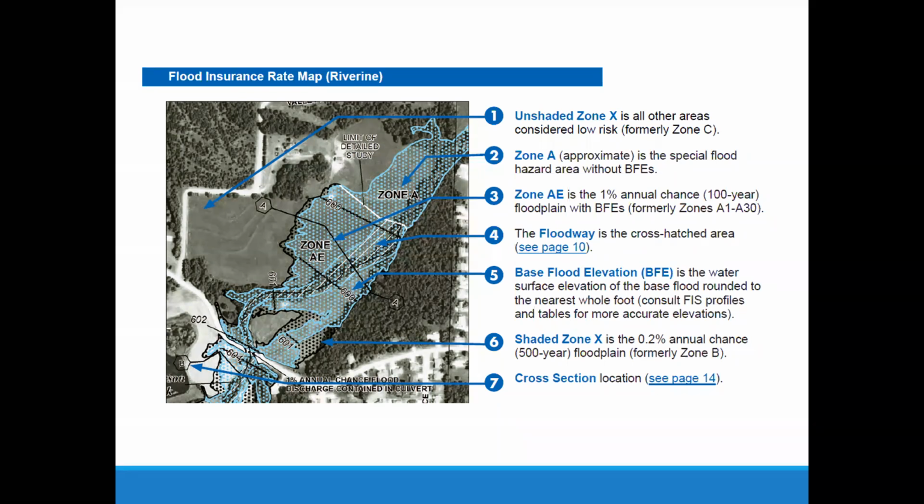Now, sometimes you have an area that doesn't have a floodway or elevations on the map. And if you look at the upper right-hand side, you'll see Zone A. You'll notice the floodway stops. It doesn't continue. Zone A is a high-risk area, same as Zone AE, but it doesn't have those elevations on it and doesn't have a floodway.